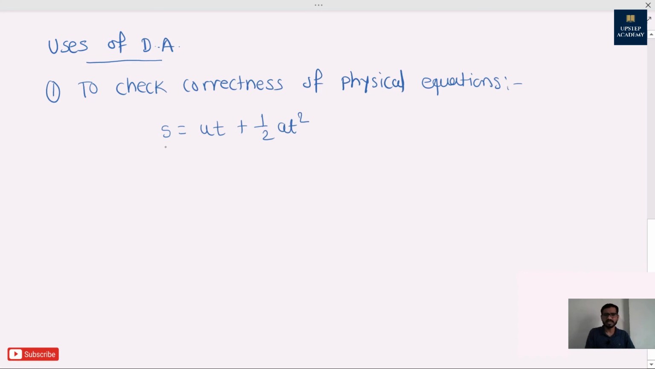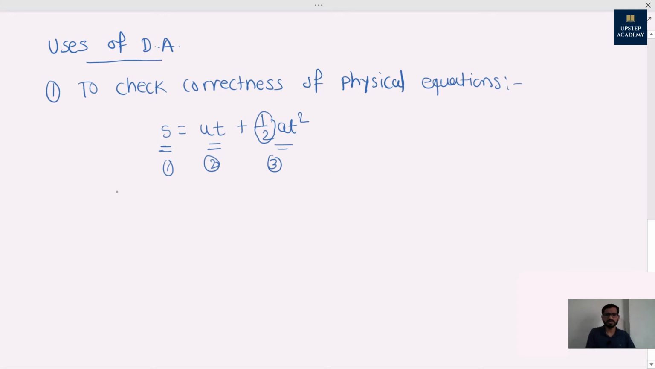Here you can see there are three terms. And here you can see a half, which is a constant. We don't have to consider this constant while doing dimensional analysis. Now, we will say this physical equation is correct when the dimensions of all the terms, meaning this first term, this second term, and this third term, all come out the same. Then we will say this physical equation is mathematically correct.